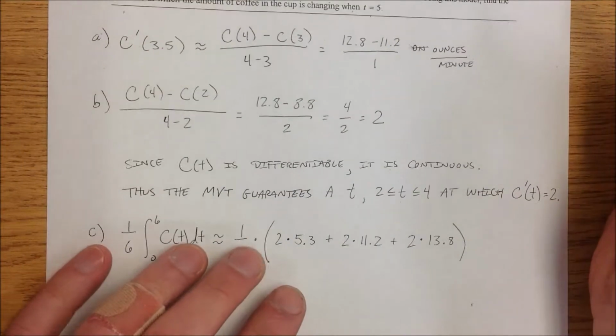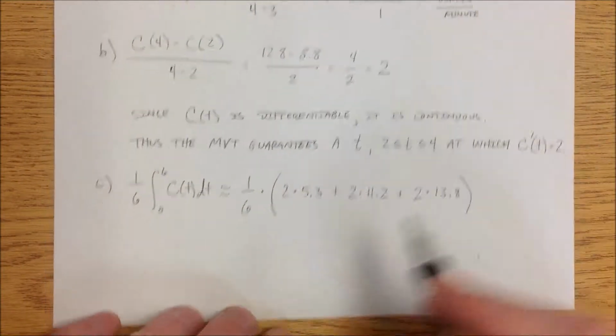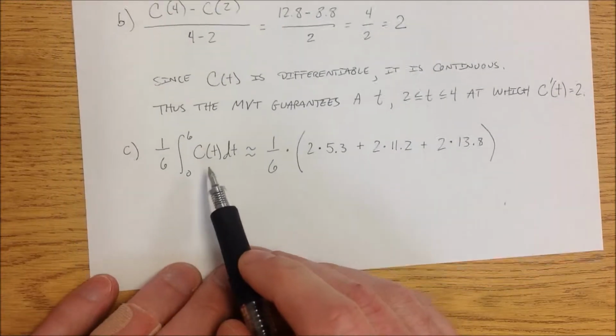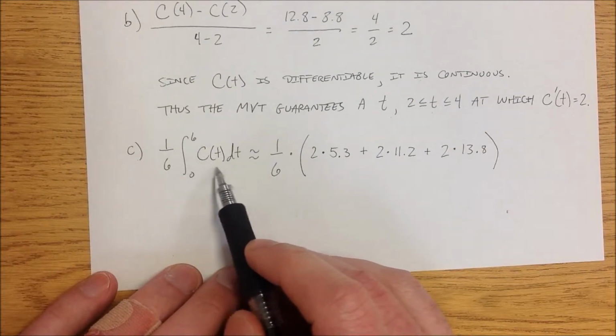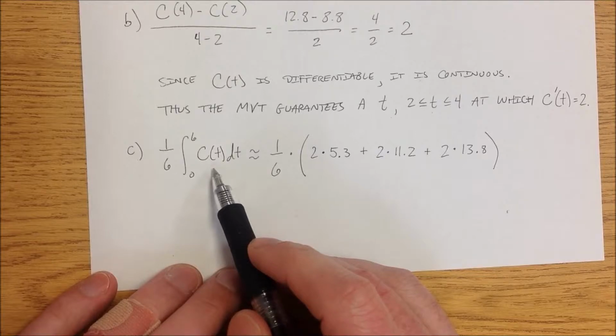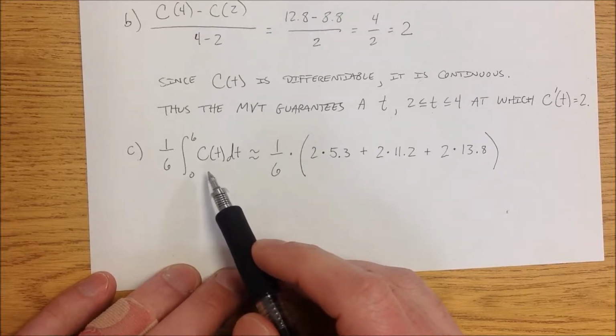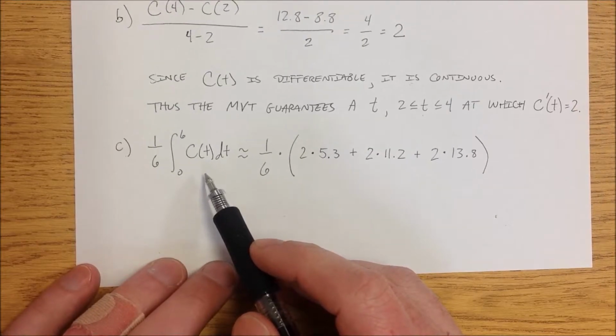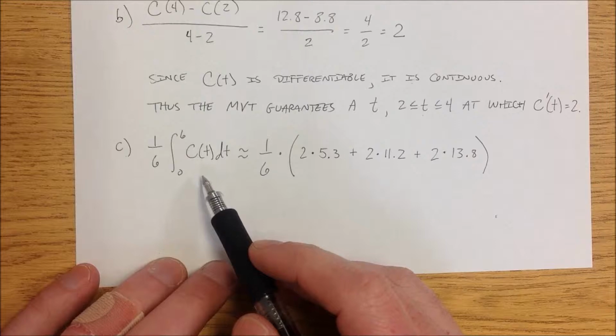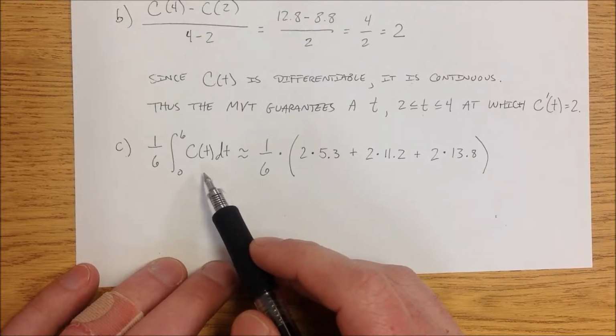As for the meaning, since it is an average value formula question, you have to remember that whatever function you put into the average value formula is the function whose average value you are finding. And c gives the number of ounces of coffee in the cup. Sorry, I said hot water. So this will be the average number of ounces.